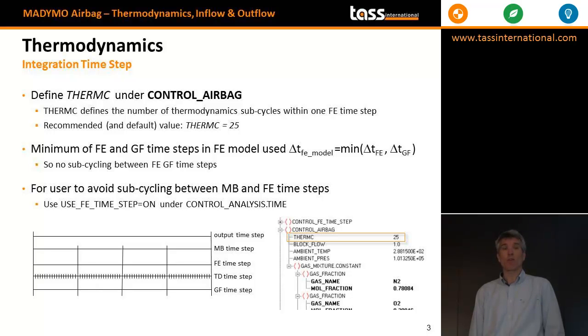One of the ways to prevent subcycling between MB and FE is making use of the use FE time step option under control analysis time. Another way is to define a lower time step under control analysis time as well, because the time step defined under control analysis time is the MB time step. You can always check in your reprint file where you have subcycling between MB and FE.